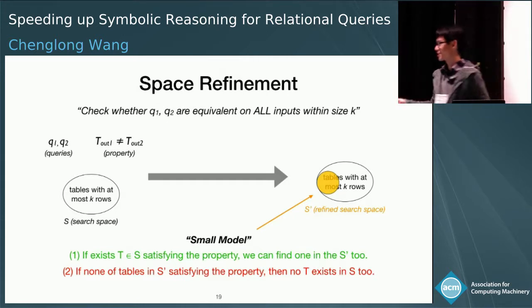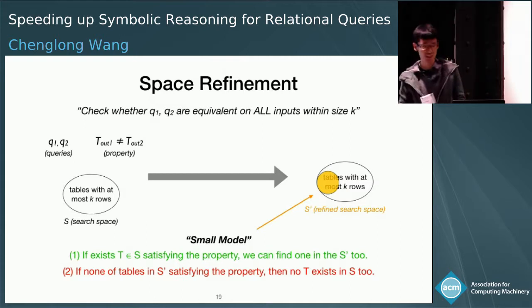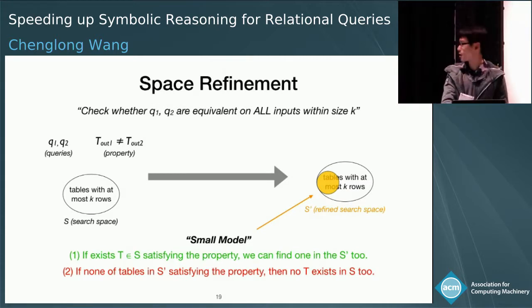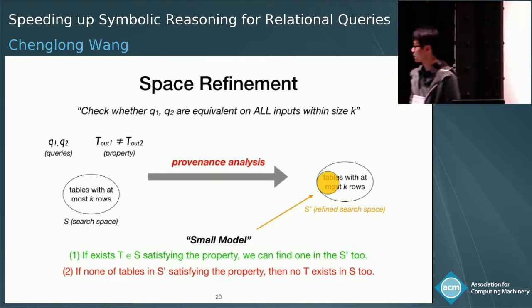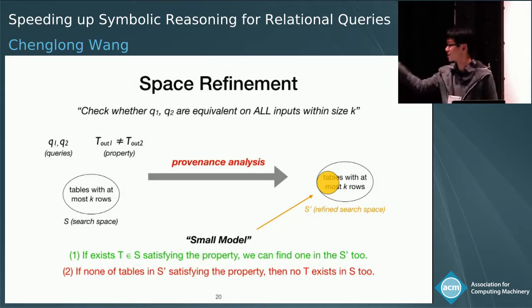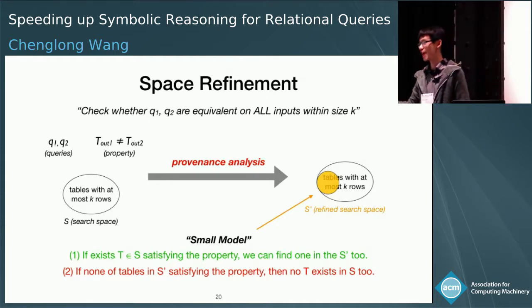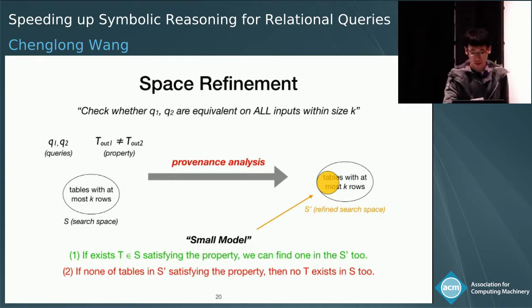But of course, this is not going to be free. Otherwise, the world is so nice. So our way is to basically do an analysis conditioned on the queries we generated and the property. It's basically just for the task you provided to me, I'm going to do an analysis to figure out what is the smaller search space you can carve out to complete reasoning without losing any information. So this is what we do.